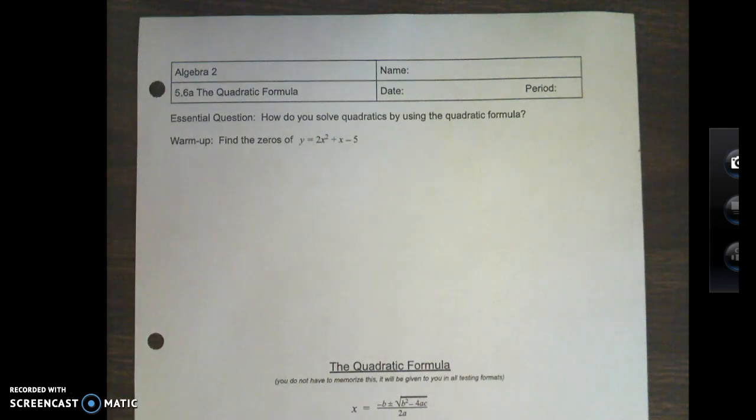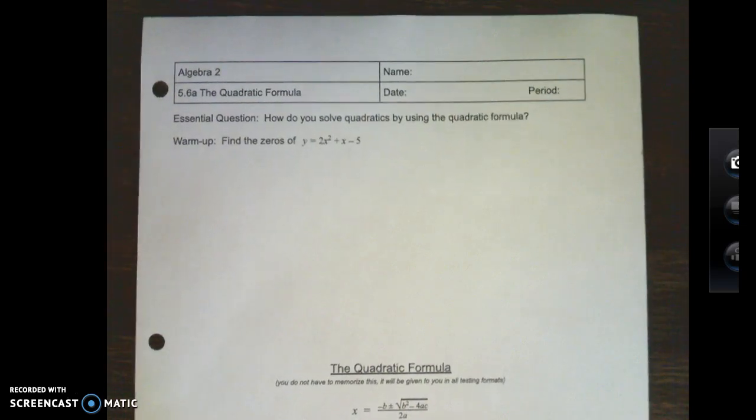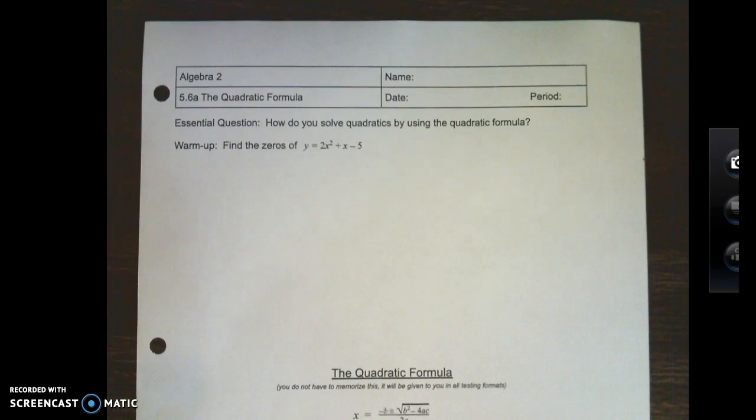All right, so today we're going to be talking about the quadratic formula, and so I figured we're going to take a look at a little bit of a video here to explain some things. We have a little warm-up problem here that says find the zeros of y equals 2x squared plus x minus 5.